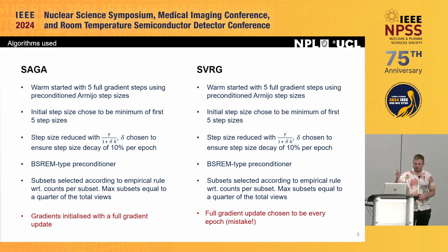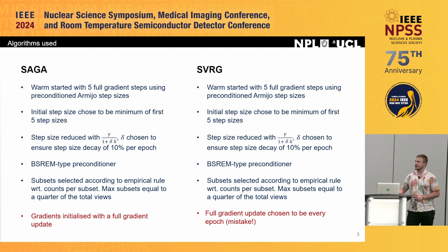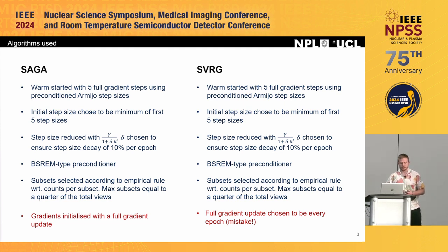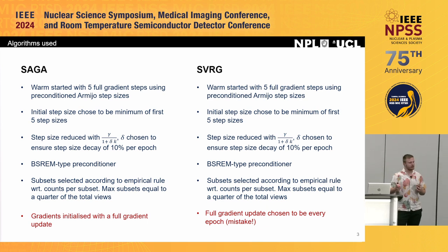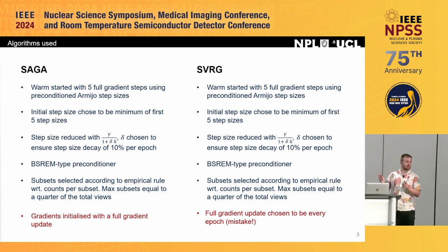So we had a warm start to both algorithms. We chose the step size using an Armijo line search, and also had a reduction in our step size. We used the same preconditioner, the BSREM preconditioner, which you've heard a bit about today. And then we had a subset selection strategy according to how many counts we had per subset, and ensured there weren't too many subsets for each set of data.